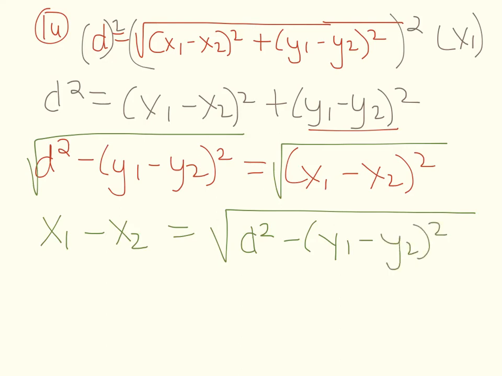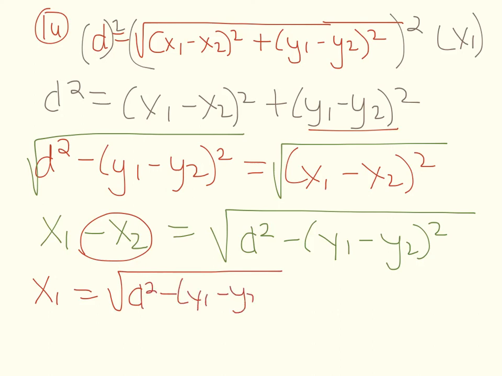And so from here, all we need to do is get rid of this negative x2, and we're going to move that across the equal sign so that x1 is all by itself. So x1 is actually equal to the square root of d squared minus (y1 minus y2) squared, plus x2. And that is the answer.